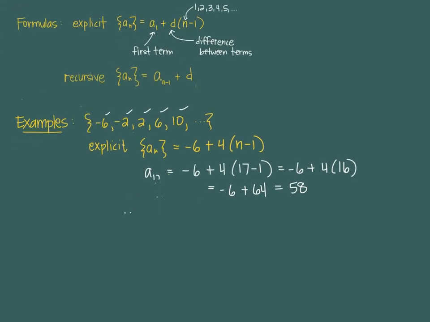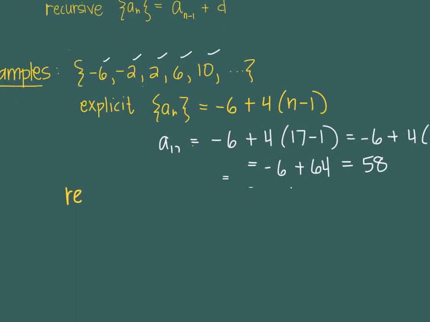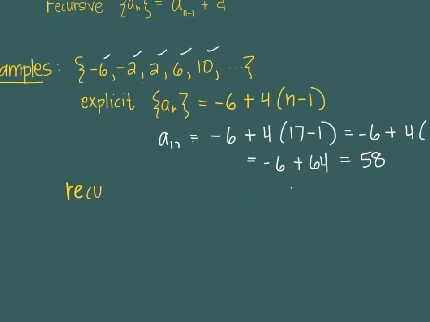I can jump forward to the 100th term or the 101st term. Okay, I don't have to go in order. I can jump around finding the values of the different terms. Now a recursive formula for this same example would be written this way. A sub n minus 1, remember we need to have our variable, plus the difference of 4.